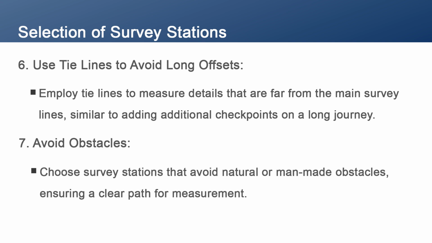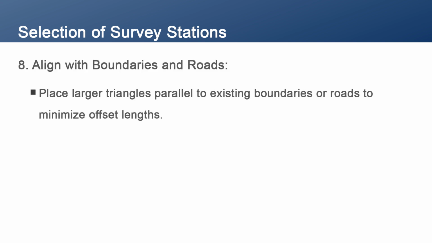Next is avoid obstacles, meaning if there are trees or buildings in the way, they can make surveying difficult. So, try to choose stations where you can avoid these obstacles, much like choosing a clear path for a straight walk. Next is align with boundaries and roads, which means place your largest triangles parallel to existing boundaries or roads to reduce the length of your offsets. This helps keep things straightforward, like making sure your measurements are aligned with the edges of a map.